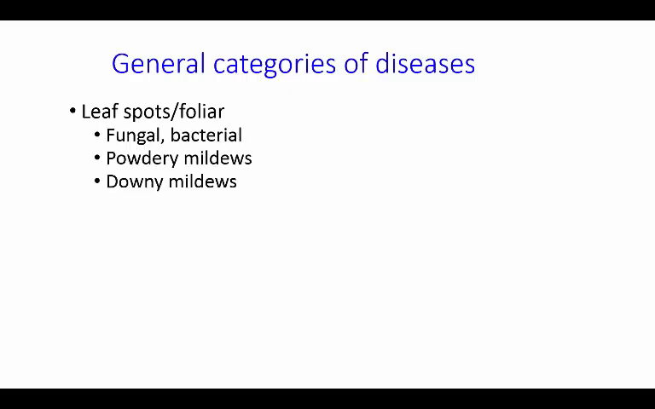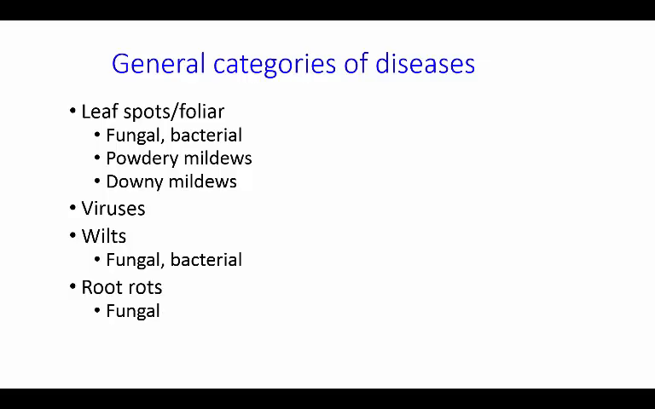Okay, there are several general categories of disease. We've got leaf spots or foliar diseases like fungal or bacterial spots, powdery mildews and downy mildews. There's viruses. We have wilt-causing diseases, root rots, which are mostly caused by fungi, and nematodes.